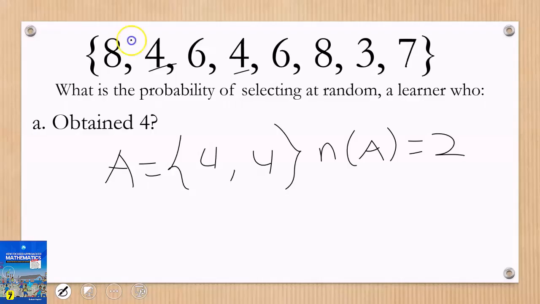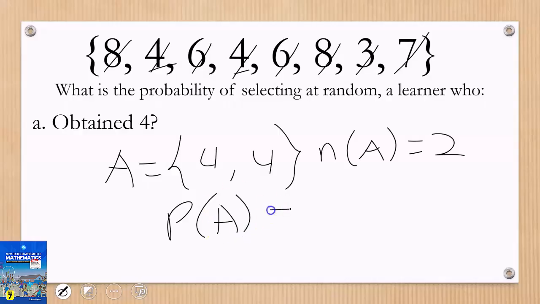The sample space is 1, 2, 3, 4, 5, 6, 7, 8. So the probability of obtaining 4: how many 4s? 2. So the probability of obtaining 4 becomes 2 out of 8. So the answer becomes 1 out of 4.